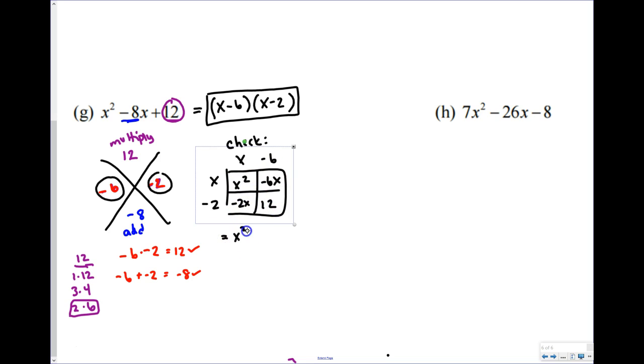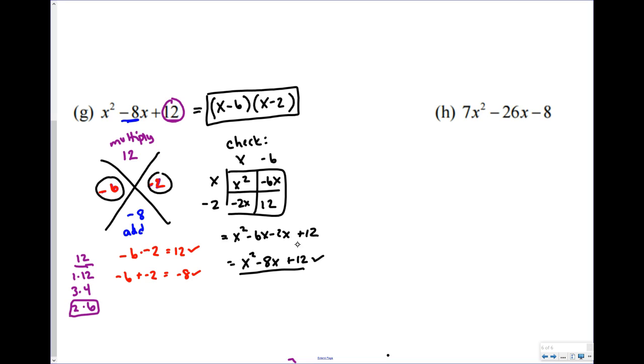And when I simplify, I get x squared minus 6x minus 2x plus 12, which combine like terms. There's my -8x, there's my positive 12, and my check works. I get my original trinomial. Okay? So a really important skill, factoring. And when your exponent is 1, it's much simpler.